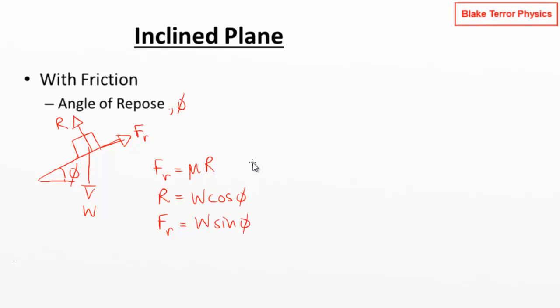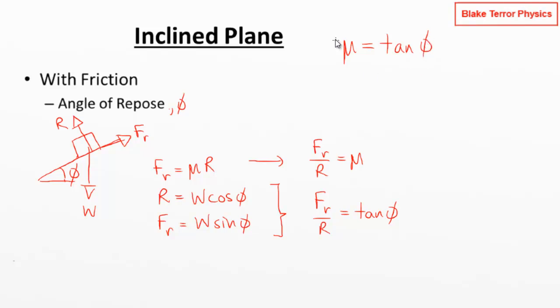Now we can just rearrange the top one to say that the friction divided by R is equal to mu, and then we can take the bottom two, divide the lower one by the upper one, and say, well, friction divided by R is equal to W sin phi divided by W cos phi, so that is equal to tan phi. So we've now got this relationship between the coefficient of friction, mu, which is equal to the tan of the angle of repose. So this is our finding here.